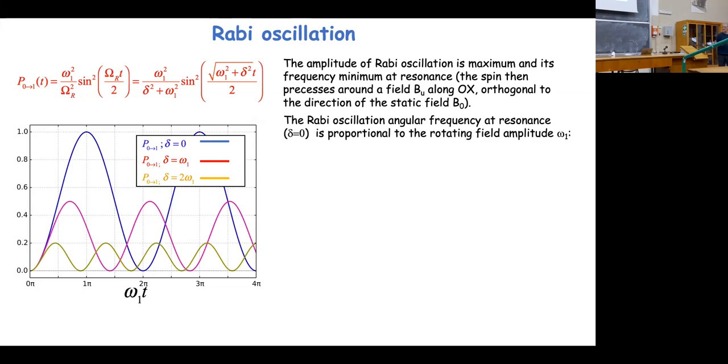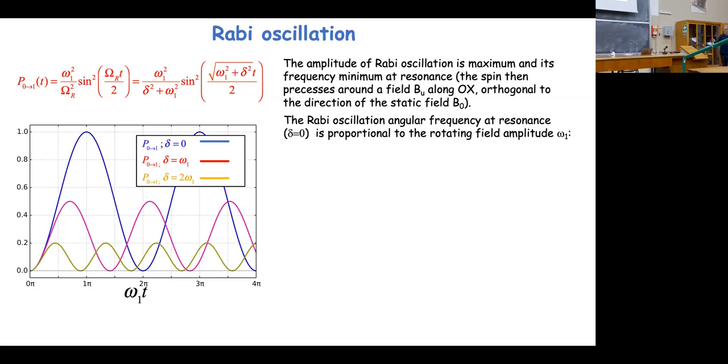And you see indeed that at resonance, the spin is going from down to up or up to down and back at the frequency omega one, which is proportional to the amplitude of the RF field. So you should not confuse the Larmor frequency in the static field, which is omega zero, with the frequency of the Rabi nutation, which is omega one.